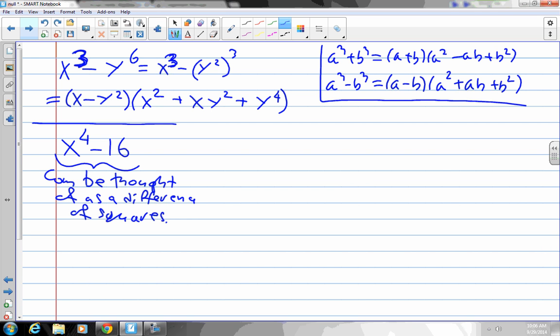Yeah, x squared squared, x to the power 4. How about 16? Is 16 a perfect square? Yeah. So using the difference of squares formula, I can write it as x squared minus 4, x squared plus 4. Just using the difference of squares, right? Whatever squared gives you x to the 4th, whatever squared gives you 16.